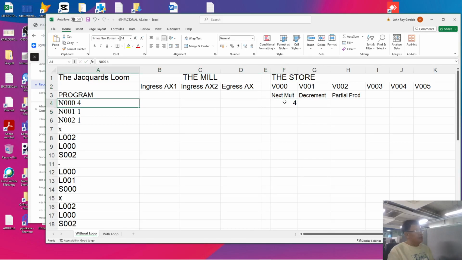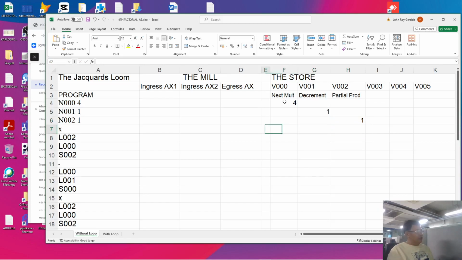Again, when we say N000 space 4, we are assigning the variable 000 a value of 4. In the second line, we have N001 space 1. We are assigning the variable 001 a value of 1. In the next line, we have N002 space 1. Variable 002 is also assigned another value of 1.